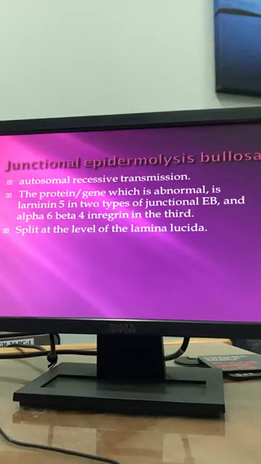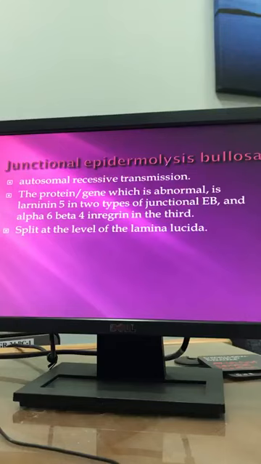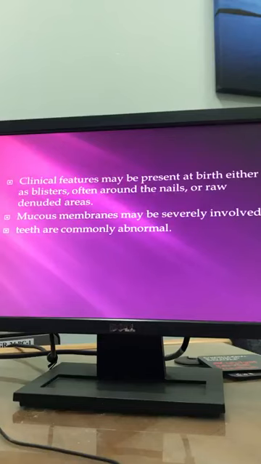What about junctional epidermolysis bullosa? It's usually autosomal recessive, and the abnormal protein or gene is laminin 5 in two types of junctional epidermolysis bullosa, and alpha 6 beta 4 integrin in the third. Split at the level of the lamina lucida. Lamina lucida is part of the basement membrane.